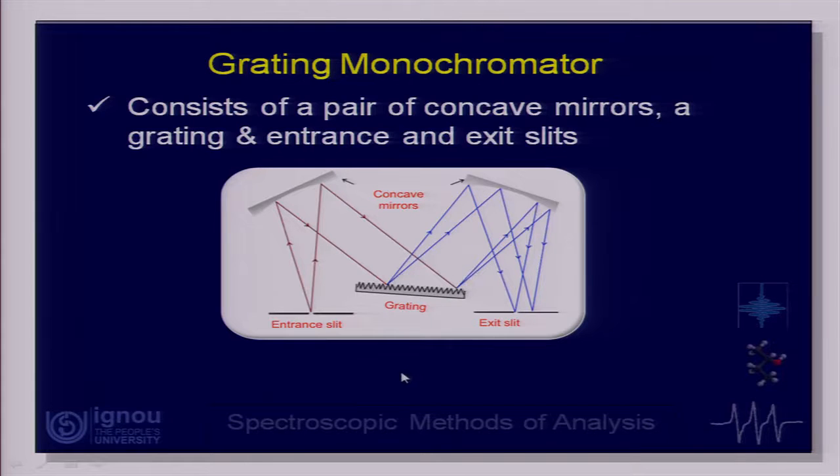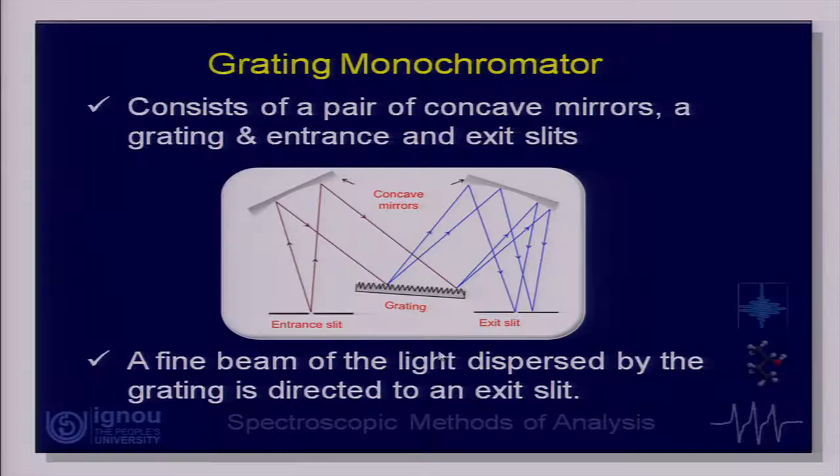So, the mechanism is the same again. Radiation from a source here is made to pass through the entrance slit, and then this concave mirror makes it fall onto the grating, and after reflection it goes over here. Another concave mirror puts it together onto the exit slit. So, here again we play around with the grating, we rotate it in a predetermined way, and as a consequence we get a desired wavelength coming out from the exit slit. So, that is how a grating monochromator works.